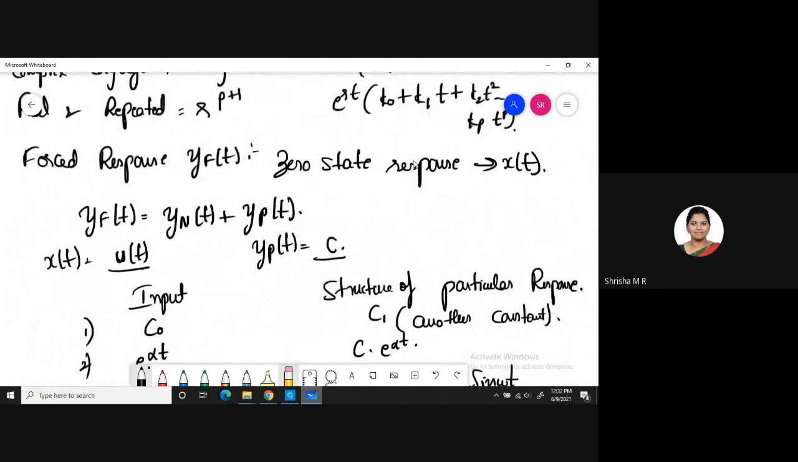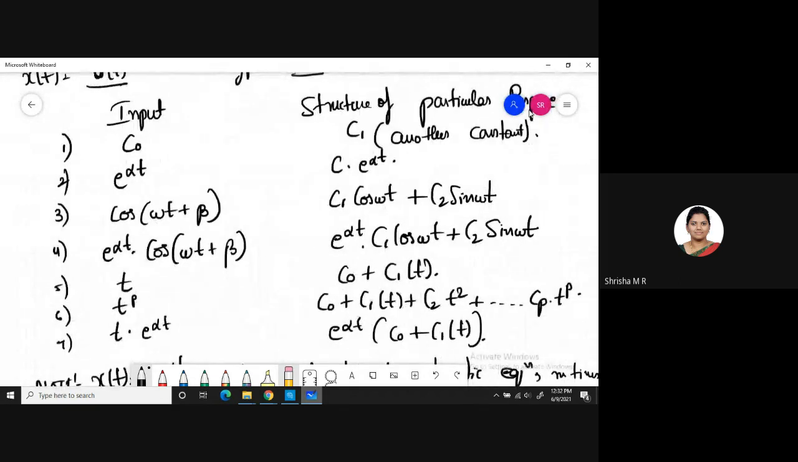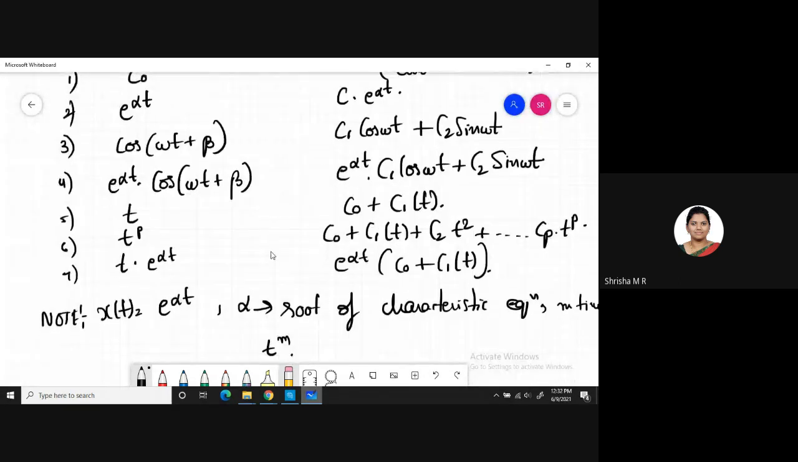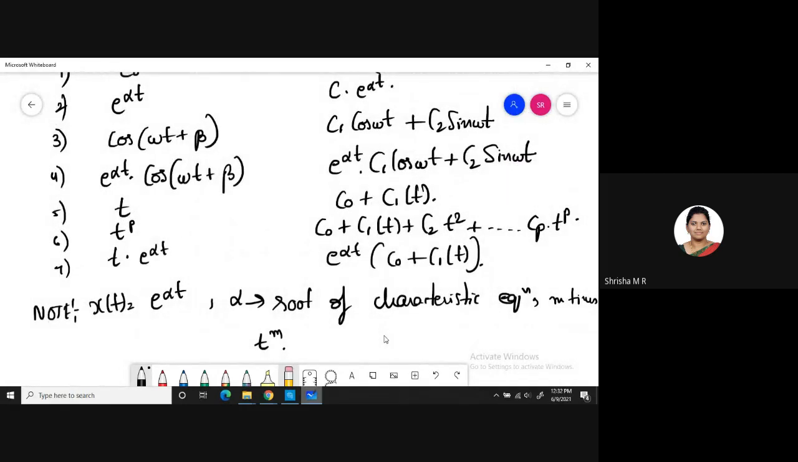Forced response is the zero state response. It will depend on the input only. So it will be yn of t plus yp of t, natural response plus particular response. For the particular response, if your input is of this form, its structure of particular response will be of this form. Did you follow? Try to understand this. When we solve problems, it will be clear. So shall we solve one problem on this?